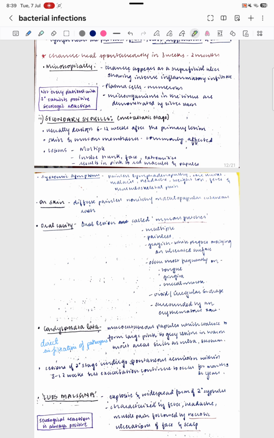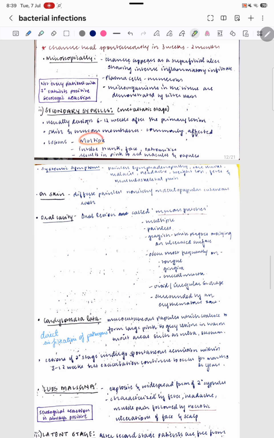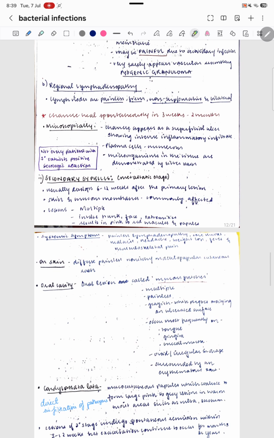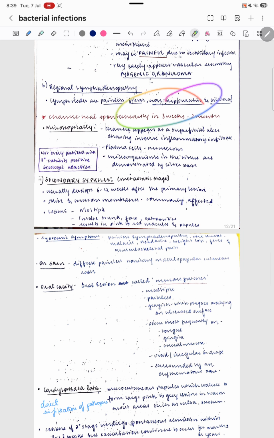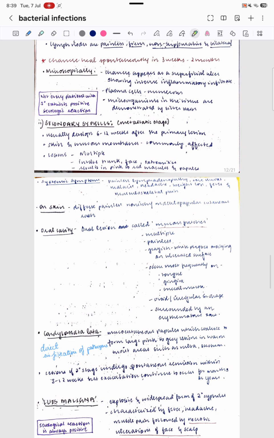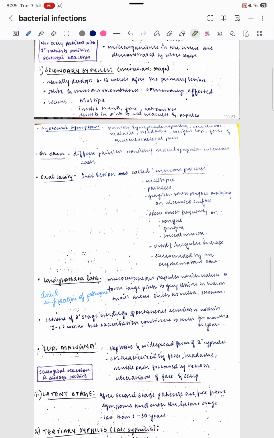The skin and the mucous membrane are commonly affected and show lesions. The lesions could be multiple and involve the trunk, face, extremities, resulting in pink to red macules or papules. So first the primary lesion, the chancre, forms, then this chancre heals, then there is formation of the secondary lesion, usually after 6 to 12 weeks of the primary lesion. Multiple lesions occur, and it involves the face, trunk, extremities.